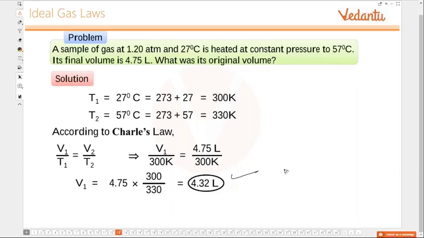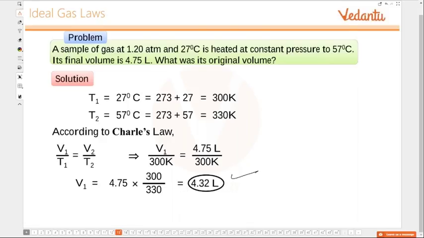You got the same answer? No, ma'am, I forgot to convert. So if you don't convert, you will get a different answer.